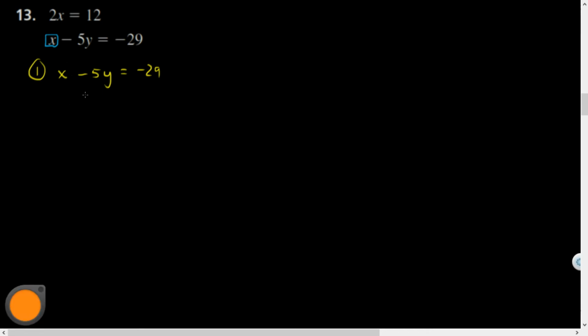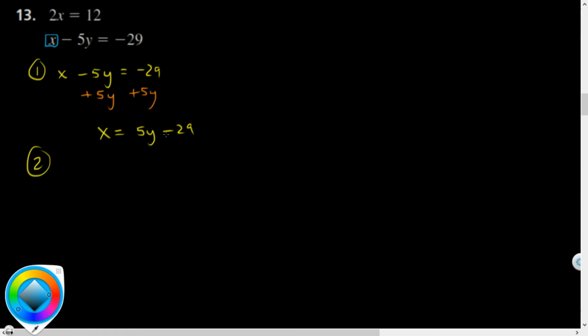So if I want to solve this first equation for x, I got to move this negative 5y. How do I move it? Yep, add that 5y to both sides. So I'm going to get x equals 5y minus 29. So this is now solved for that. This is called a revised equation.